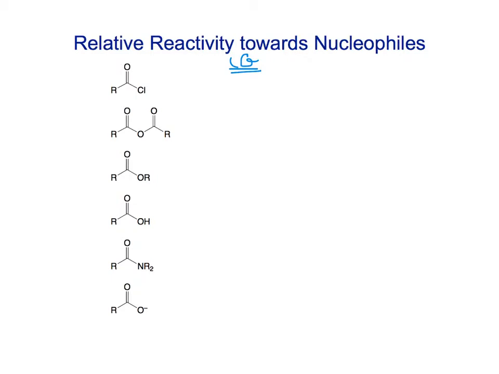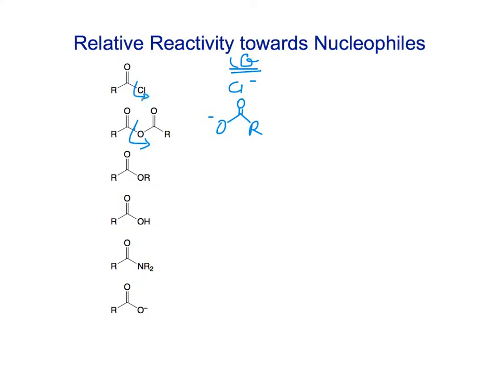So if we have an acid chloride, the leaving group would be chloride. If we have an anhydride, what would the leaving group be? It would be a carboxylate anion. So here's the leaving group.